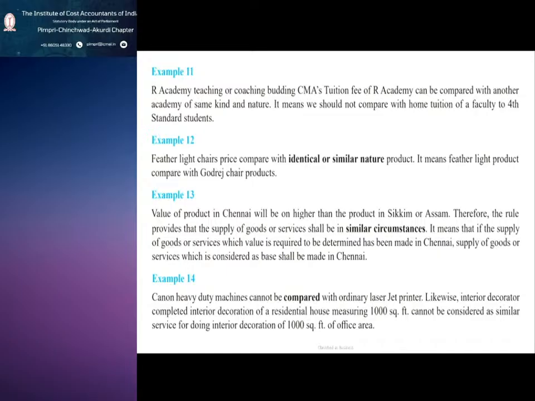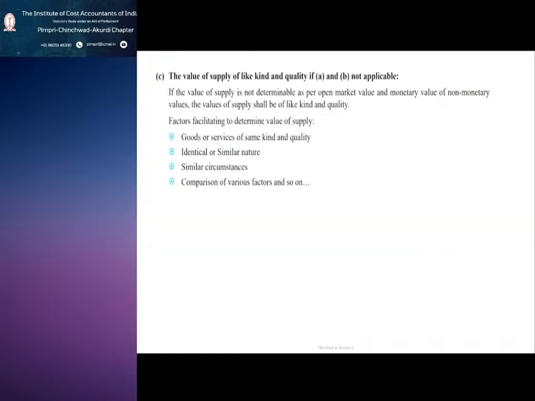So like kind and quality means you always need to compare. If this is a CMA coaching academy, then they have to compare with other CMA coaching academies at that level only. They should not go and see primary school education. So that is the meaning of value of supply of like kind and quality.